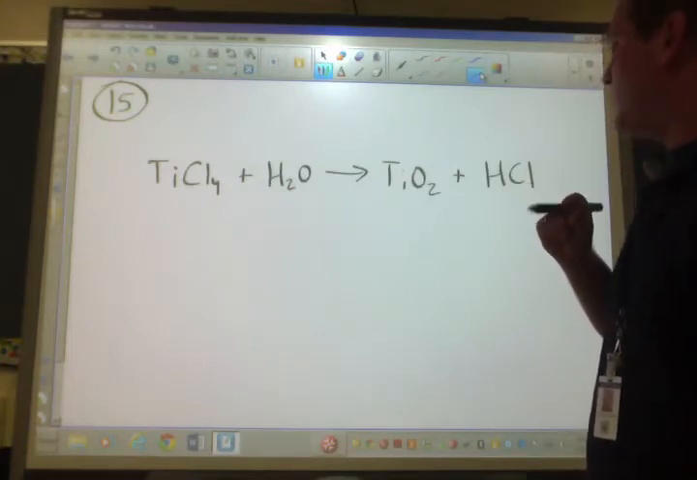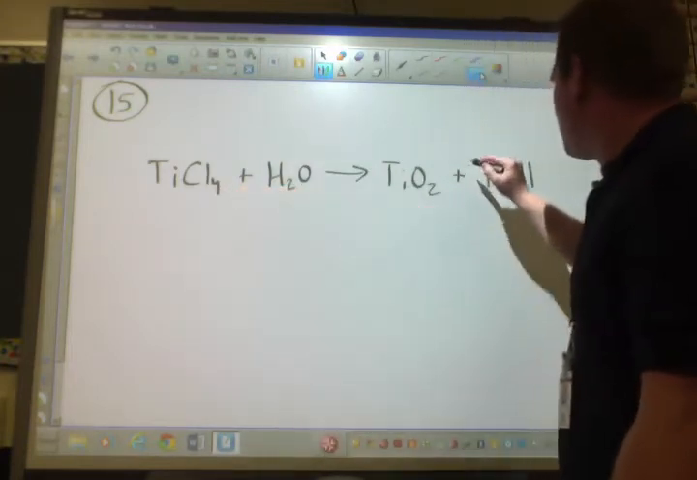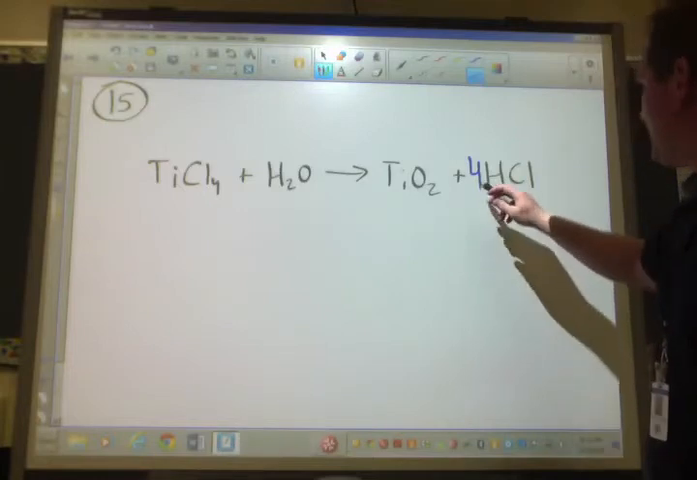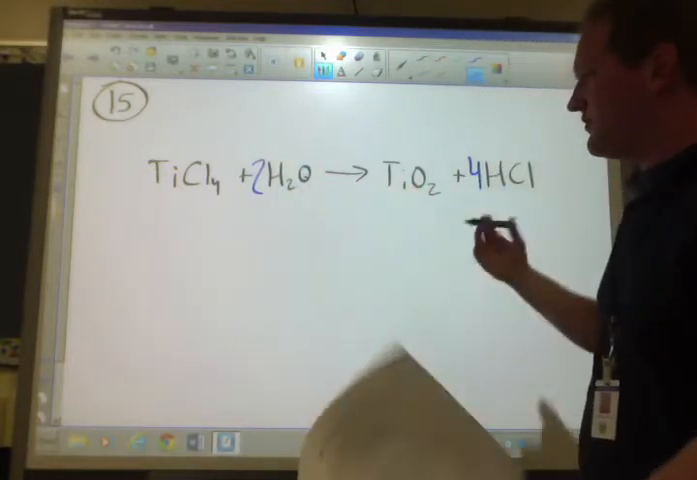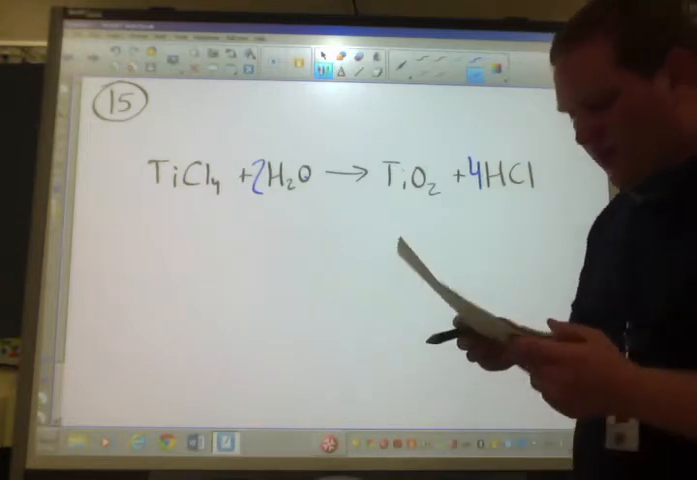Let's see what I want to do. I'm seeing 4 chlorines, so let me try a 4 here. That gives me 4 hydrogen, so let me try a 2 here. 2 oxygen, easy. 1, 2, 1, 4.